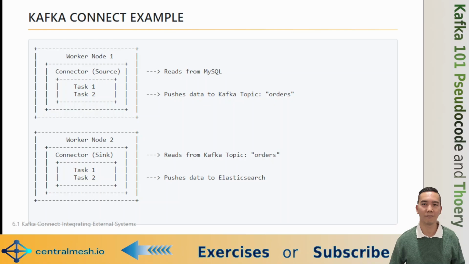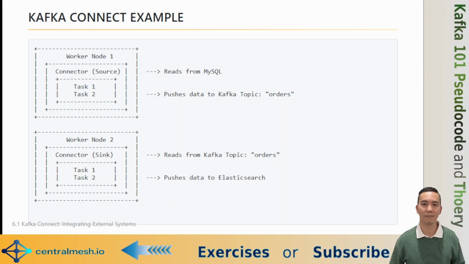Imagine you run an online store, and every time a customer places an order, the details are stored in a MySQL database. You want to make this database searchable in real time using Elasticsearch. You could write a custom script to move data between MySQL and Elasticsearch, but that would be a pain to maintain and wouldn't scale well. Instead, Kafka Connect makes this easy by automatically moving the data for us.